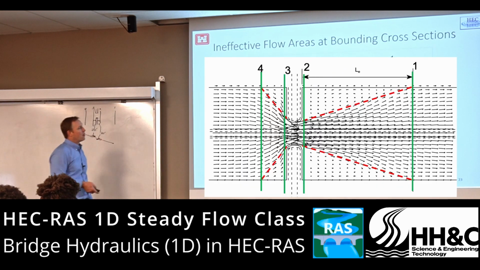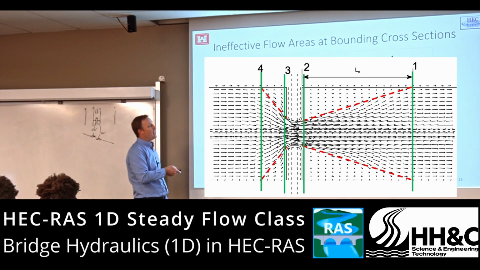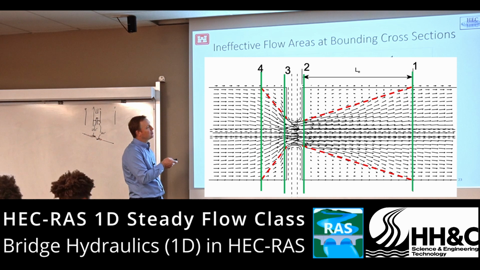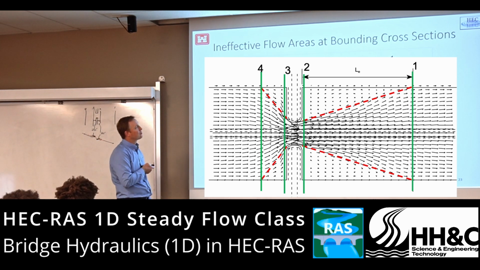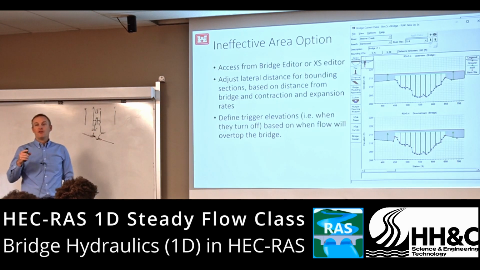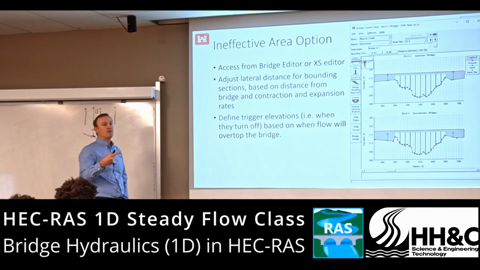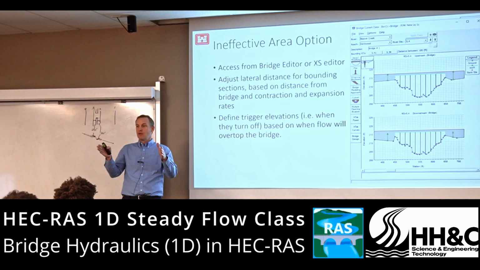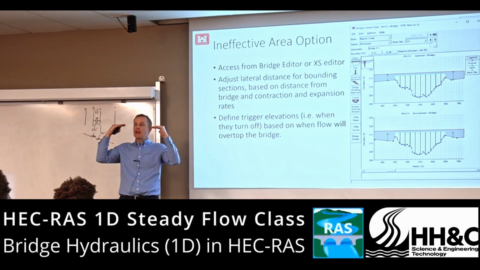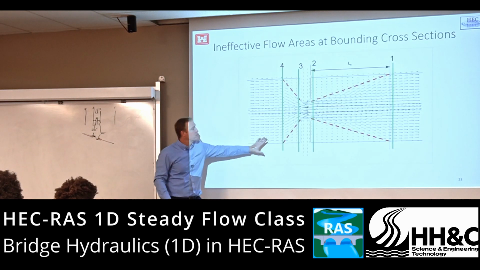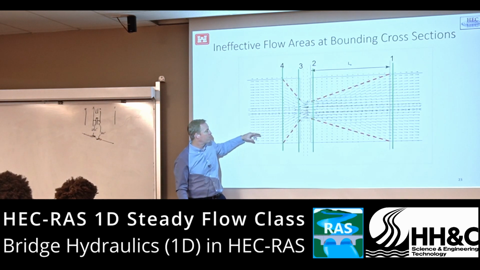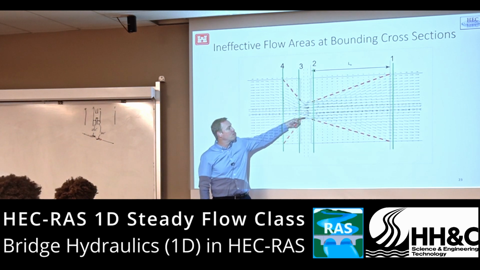So you'll have to take some picture like this in your head and visualize what's going to happen. And then based on this picture, you'll be able to set your ineffective flow areas on your cross sections. So you can do that in RAS Mapper, but eventually you're going to have to set not only the stationing, the left and right, you're going to have to set an elevation for when to turn those off. The ineffective flow areas, we're going to use those during low flow, because during low flow, flow is going to come down, hit the bridge, turn, and go through the bridge.